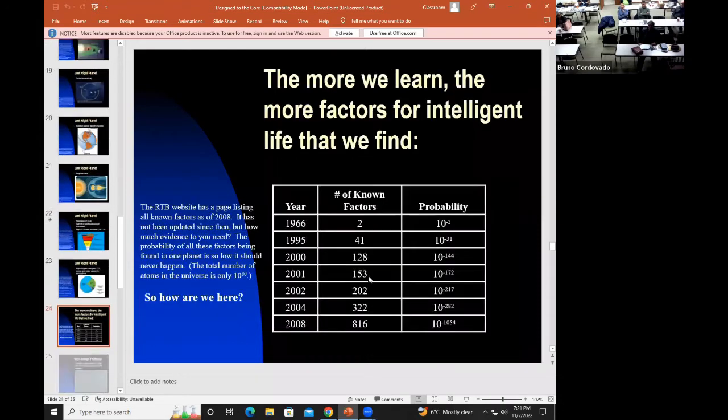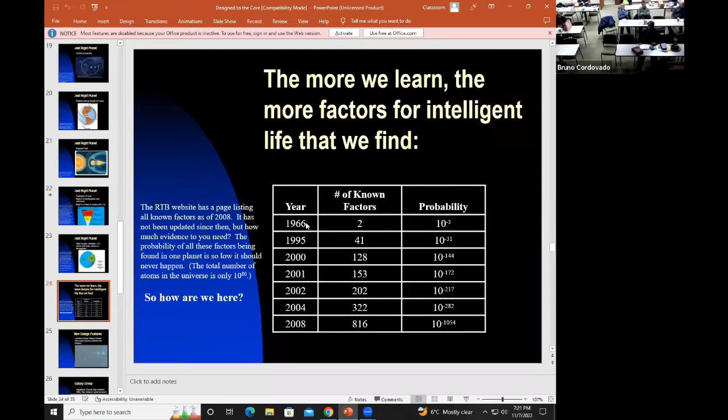And we're going to skip the rest here. And so basically, as time goes on, more and more of these factors were discovered. And as of 2008, there were 816. And so the probability that we are here is almost nothing.